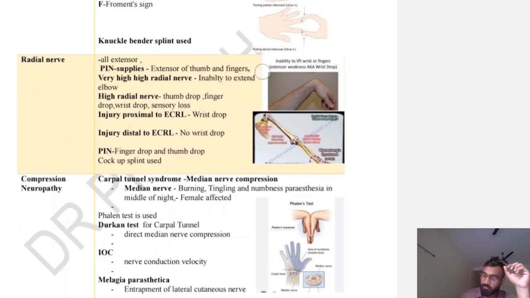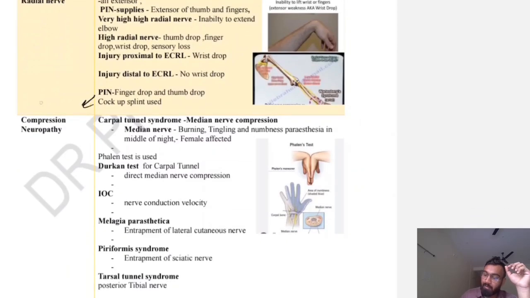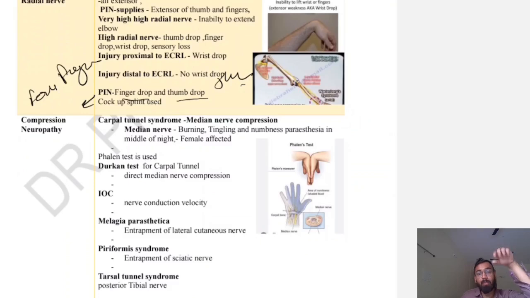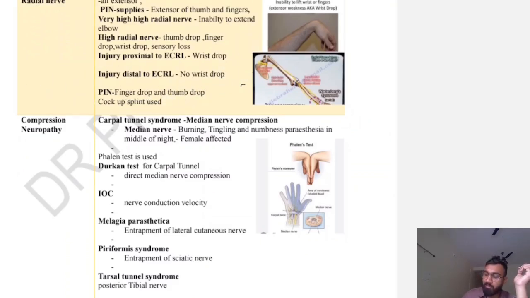PIN supplies the finger extensors and thumb extensors, so PIN injury leads to finger drop and thumb drop. Radial nerve injury at the level of humerus will present with wrist drop. PIN injury will present with thumb drop and finger drop. So in this case, how will you treat? You will apply a cock-up splint. If there is neurapraxia, it will recover in 6 to 8 weeks.